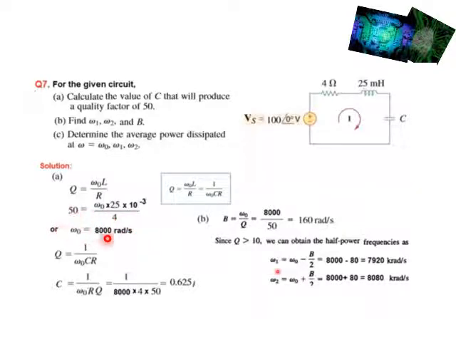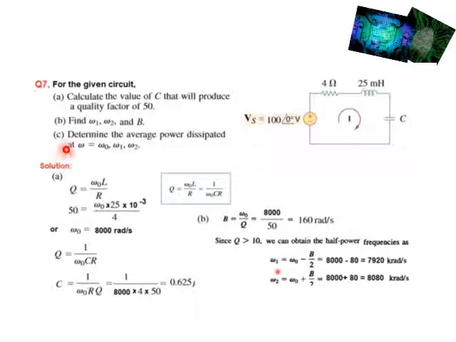When we get the value of omega 0, we can use the relationship between Q, omega 0, C and R to calculate the value of C. Rearranging this equation and putting in the values, we get C equal to 0.625 microfarad.